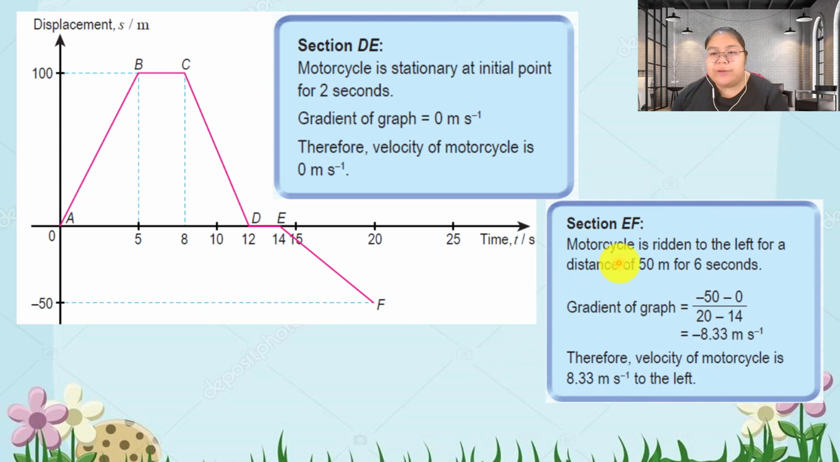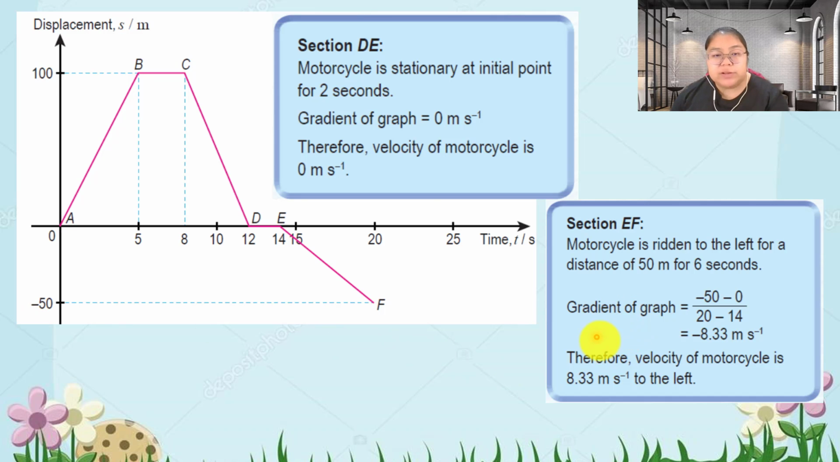Okay, E to F, the motorcycle is ridden to the left already. So E to F means totally the opposite direction. Now they go to the left-hand side for 50 meters in 6 seconds. So this negative means it's in the opposite direction.